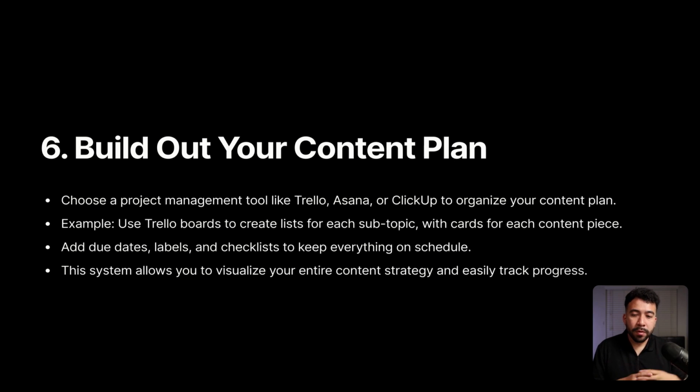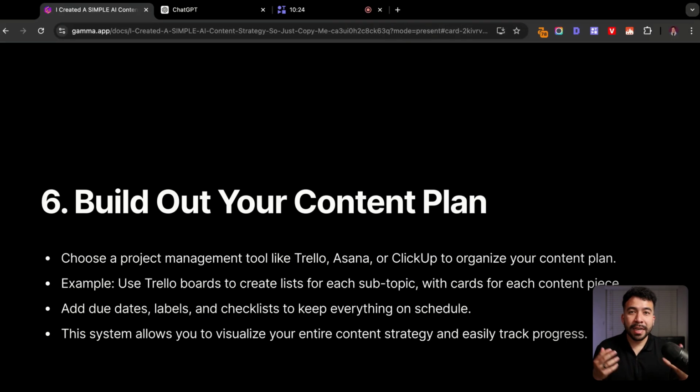So, for example, with Trello boards, you can create a list of your subtopics and then have those content ideas for each cards under those subtopic pieces. You can add due dates, you can add labels, you can also add checklist, like a blog post checklist or YouTube video plan checklist before you hit publish. And this system allows you to visualize your entire content plan and easily track your progress.